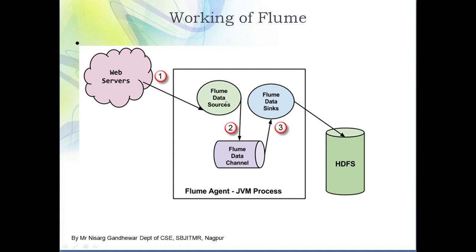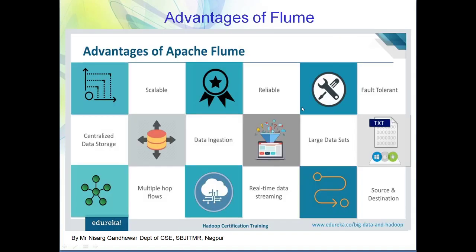First one is a Flume data source, which extracts the data from the web server. Second one is a Flume data channel, which helps to store the data temporarily, and the Flume data sink helps us to store that extracted data to the HDFS. So in this way your Flume will work. Now next one is, what are the advantages of the Flume framework?